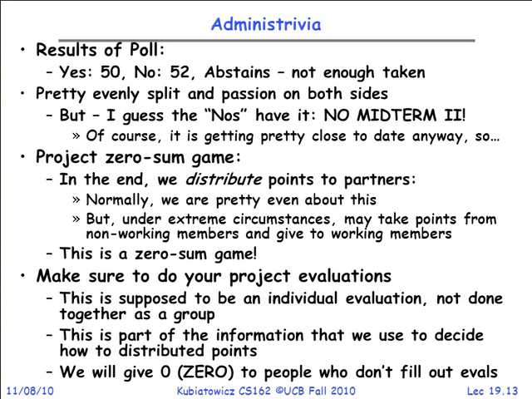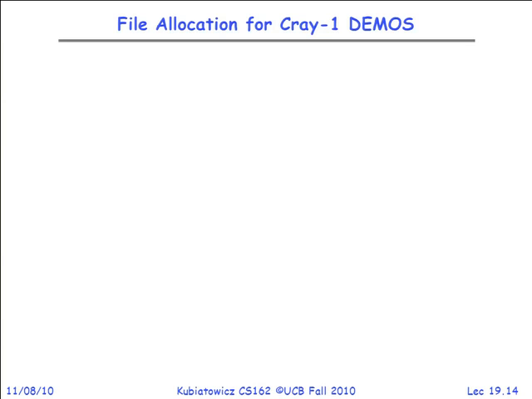Now, our first stab at truly caring about performance was, let's force contiguous block allocation. The problem with that was fragmentation really got us in trouble. So a different approach is exactly what the Cray 1 did, and Cray was known for speed. There was a file system they had called Demos, and it looked like this.